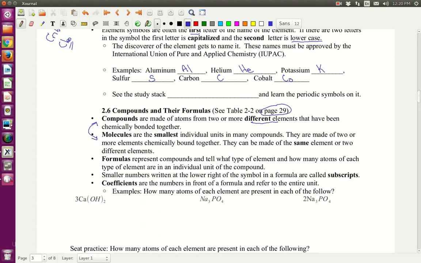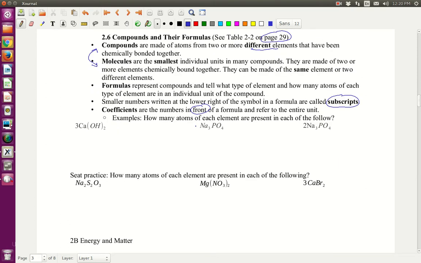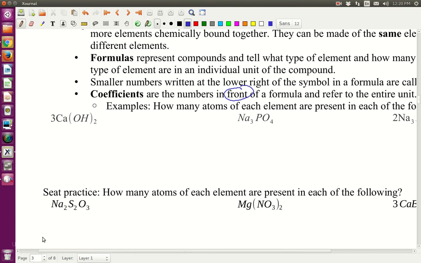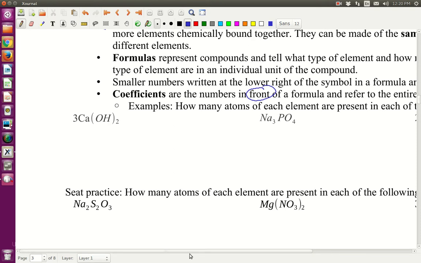Formulas represent compounds and tell what type of element and how many atoms. The smaller numbers written at the lower right are called subscripts, and the coefficients are the numbers in front. So let's look at this because it's easier to do this than to really talk about it. In fact, I'm going to make this bigger so that I can write on this a little bit better. So let's look at this first one.